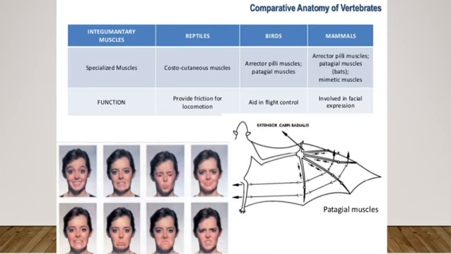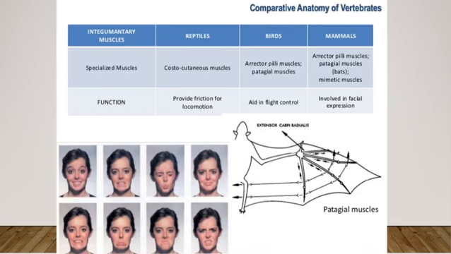Okay. And the last slide, more on integumentary muscles. These are the specialized muscles. The integumentary muscles first appeared in the reptilian group and the higher forms of vertebrates. So amphibians and fishes don't have this structure. The specialized muscles in reptiles are called costocutaneous muscles.